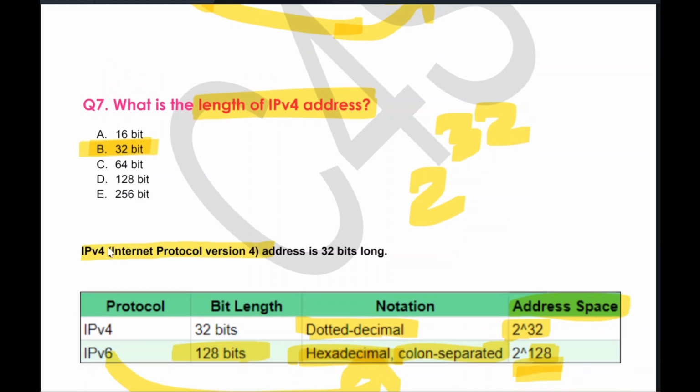What is the full form of IP? Internet Protocol. It addresses 32 bits long.